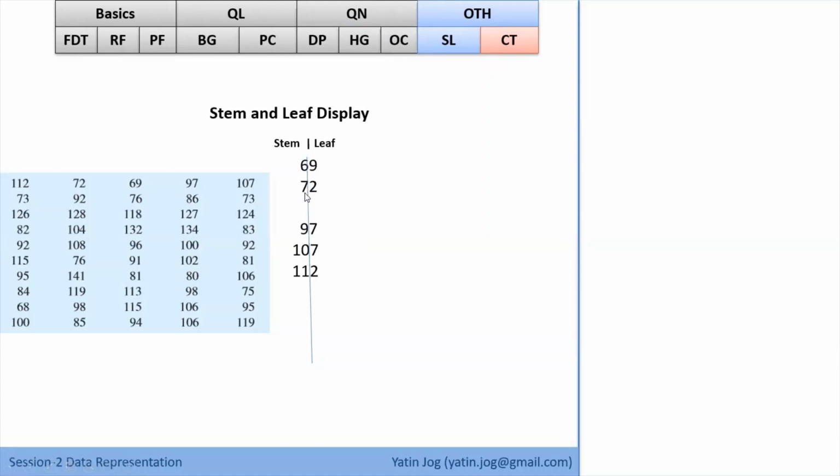I have a leaf of 2 for a stem of 7 and so on. So there is no leaf for stem of 8. Because of that it is blank. So this becomes a representation of my stem and leaf of first row only. So I have to repeat this process for second row, third row, and remaining data set.